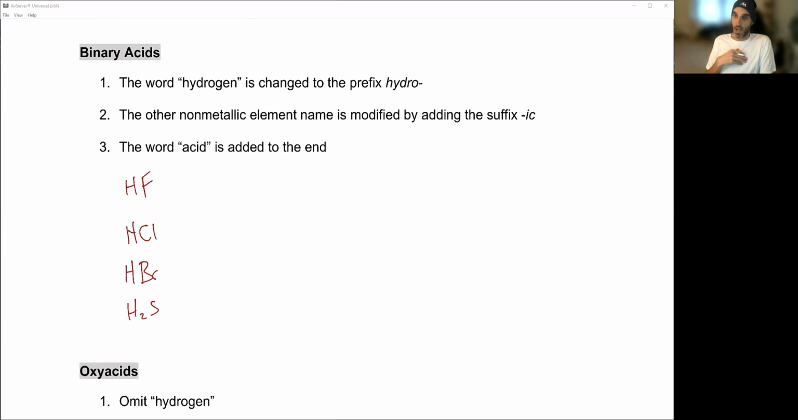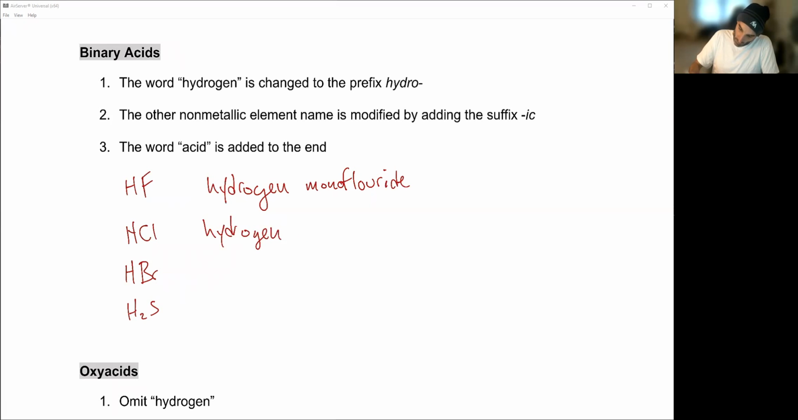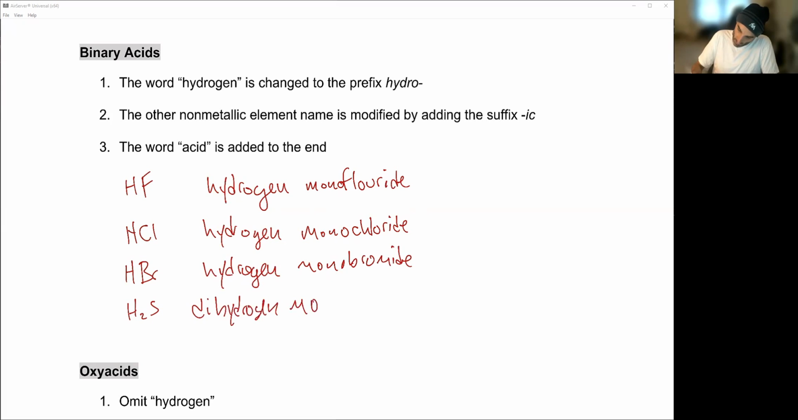So I would name this hydrogen monofluoride. That is the standard naming from above, right? That's the standard: hydrogen monochloride, hydrogen monobromide, and the last one is dihydrogen monosulfide. That would be the proper binary name for these.